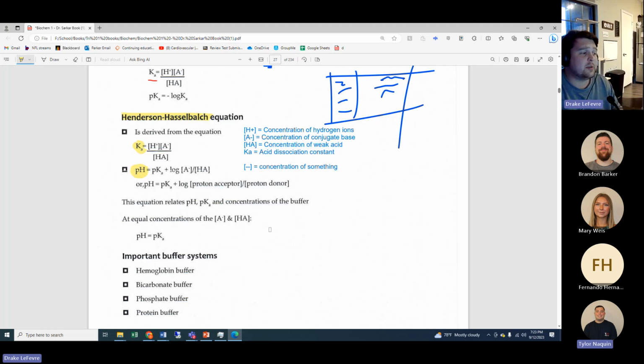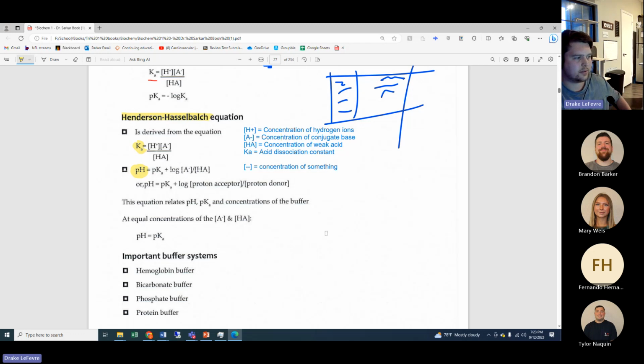Yeah, exactly. There's not going to be any math equations on these tests. You need to know what the equations are and what they represent, but you don't have to actually do all of the math. Okay, makes sense. Thank you.